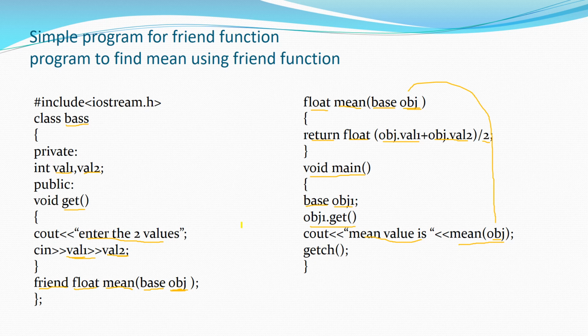This is how we access the friend function, where value 1 is a private data member and value 2 is a private data member. This is how we access private data members outside the class. This is a small example to illustrate the friend function. I hope you people understood the concept of friend function.